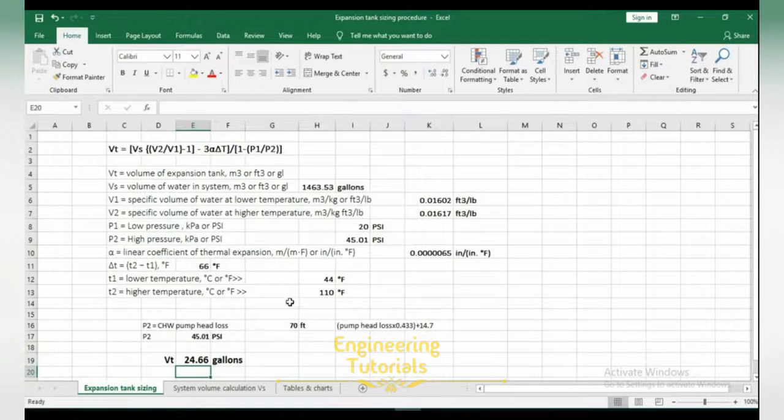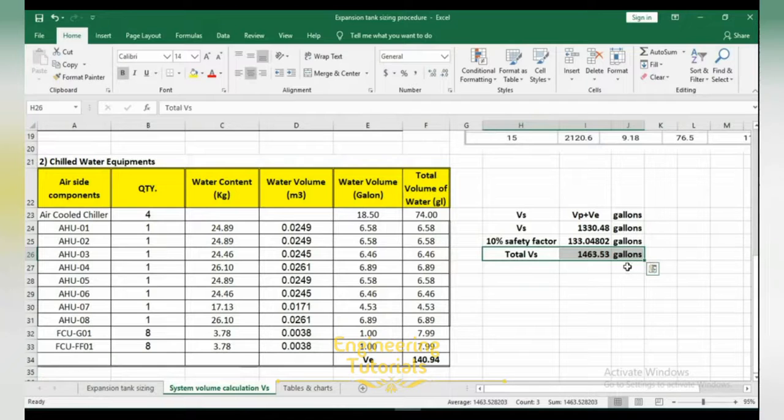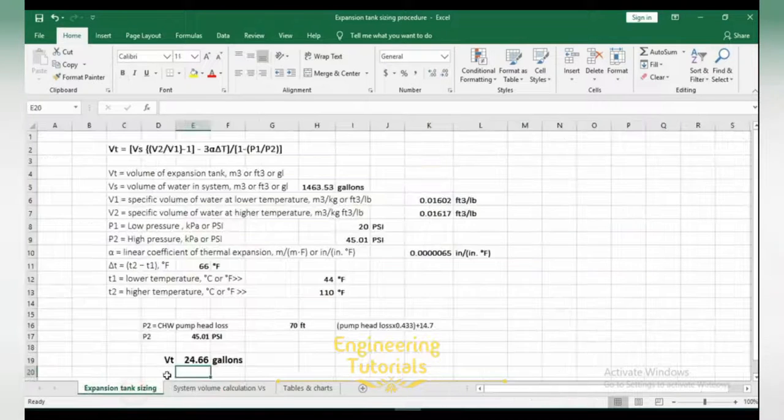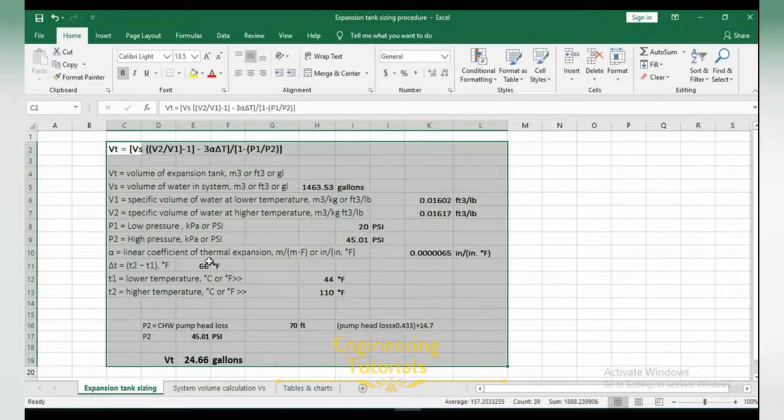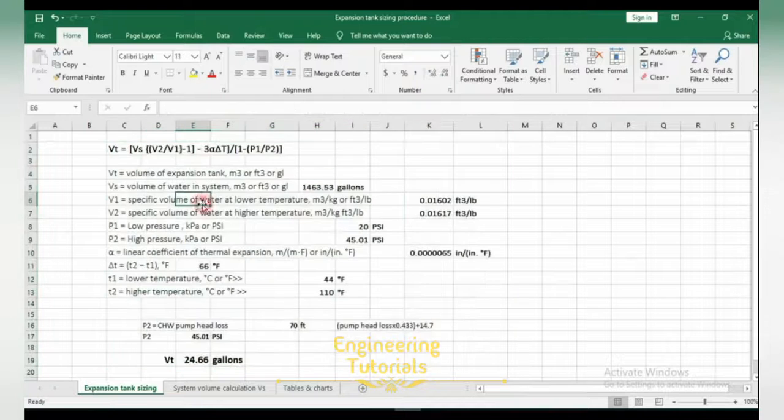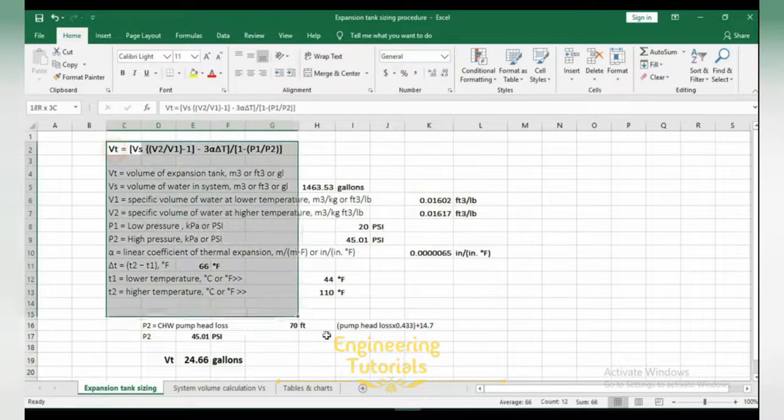So for that much system volume, 1463 gallons for the whole system, how large should the tank be? It should be 25 US gallons. So our expansion tank size should be 25 US gallons. This is how you can calculate the expansion tank size. It's very easy to calculate. If you know all these values, you put them in and you can get the expansion tank size.